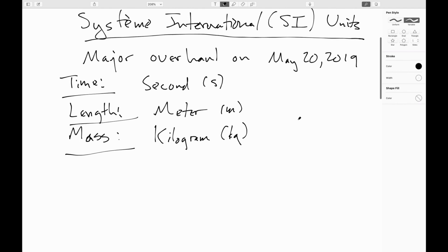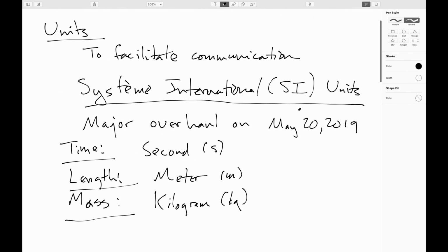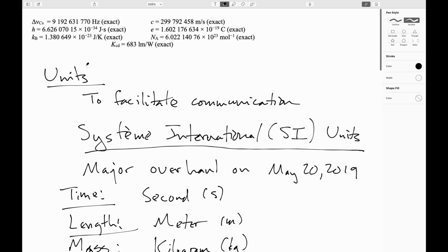So say if we were to make contact with some advanced civilization, we could completely describe our unit system by simply transmitting these physical constants to them, and they would be able to relate it to whatever unit system they were using.